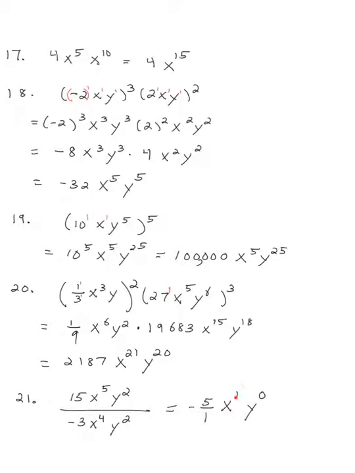X to the 1st, I'll just write as x, and y to the 0 is a 1, so I'm not going to write it at all since it's not necessary. This is negative 5x. Technically, y to the 0 is just equal to 1, but you don't need to write it.